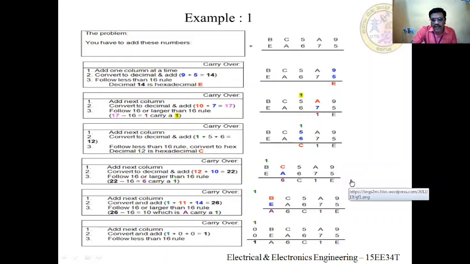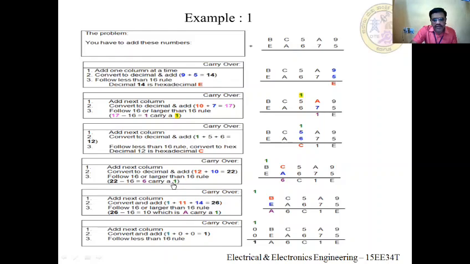In step number 4, we have to add C with A. So the decimal equivalent of C is 12, and the decimal equivalent of A is 10. So C plus A, 12 plus 10, is how much? 22. Since 22 is greater than 16, we have to subtract 16 from 22. And finally, the difference is 6. So the answer for step number 4 is 6.